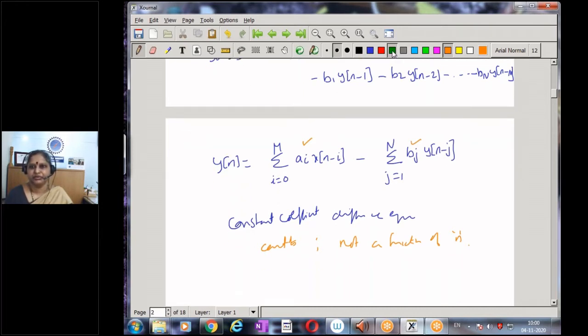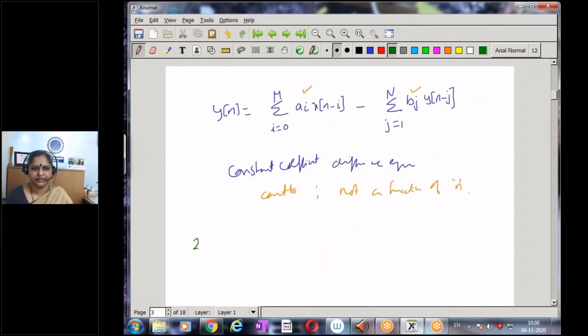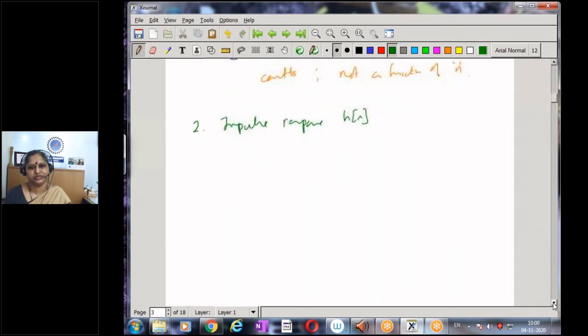Now let's go to another representation, and that is the impulse response h of n. The impulse response h of n. Now what is impulse response h of n? I have my system for which if I give an input x of n, my output is going to be y of n. In general, this is how I represent my LTI system.